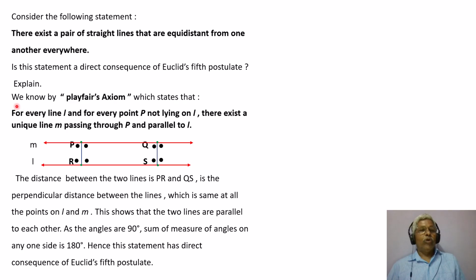As explanation, we know Playfair's axiom, which states that for every line L and for every point P not lying on the line L, there exists a unique line M, only one line, passing through P and parallel to L. Now this is Playfair's axiom, and we will have some expression here.